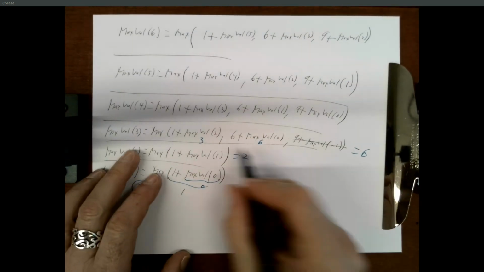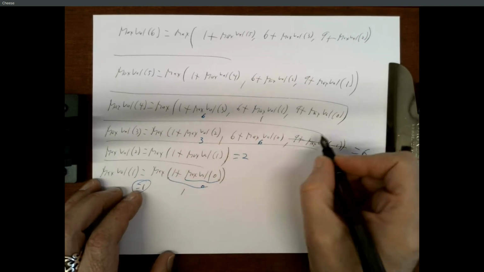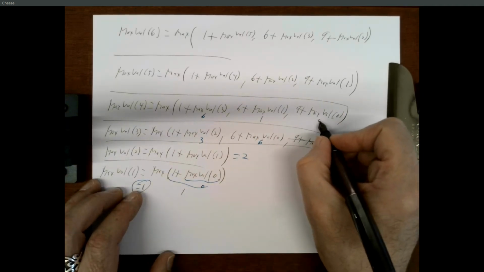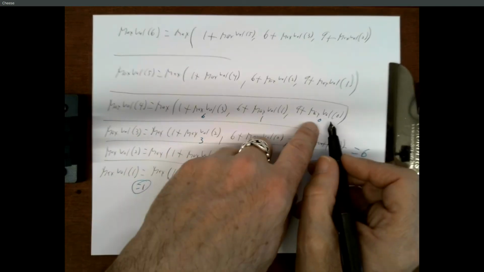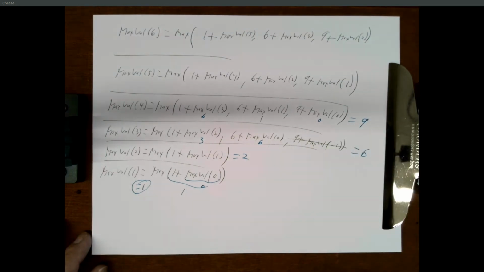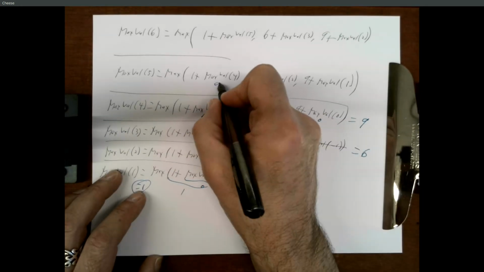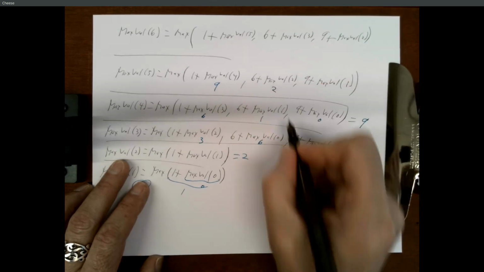So this is 1 plus max val of 3 is 6. 6 plus max val of 1 is 1, and 9 plus max val of 0 is 0. So max val of 4 is a maximum of 7, 7, and 9. That's equal to 9. All right, max val 4 is 9. Max val 2, I'm not going to recalculate. I'm just going to use my saved value as 2.